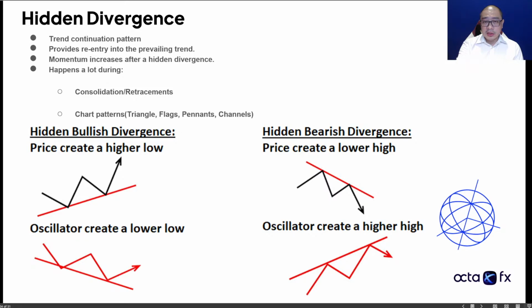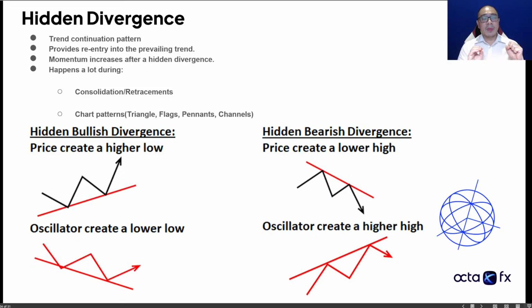Because it's a continuation pattern, we're looking at things a little bit differently. For a hidden bullish divergence to happen, price needs to continue to create a higher low, so it needs to maintain that uptrend, right? The oscillator starts creating a lower low, right? The reason it starts creating a lower low is that it's building up more momentum, so you can push higher when it goes into a normal cycle in terms of the oscillators, right?